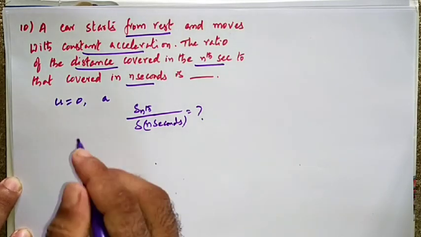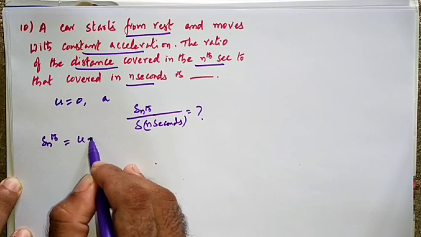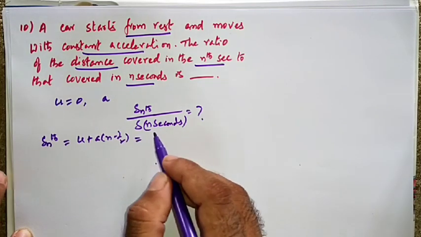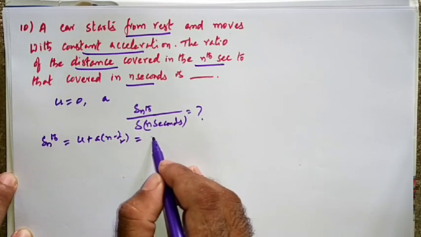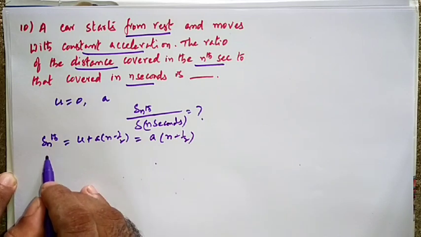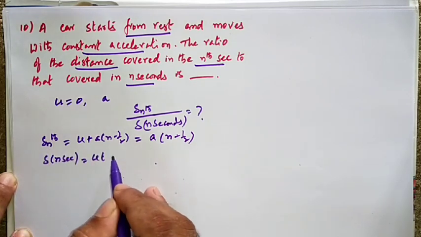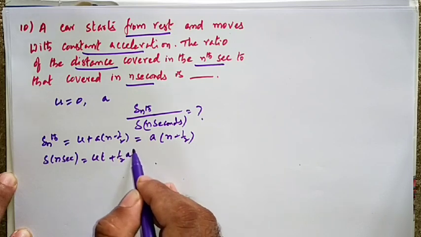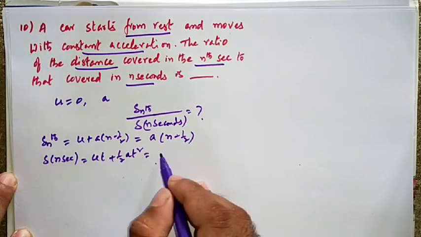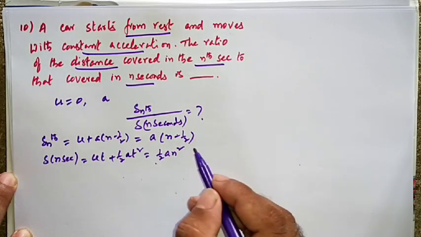Very simple. First let us calculate the distance traveled in the nth second. What is the formula? u plus a into n minus half. Yes or no? That is u is 0, plus a into n minus half. Next, distance traveled in n seconds is ut plus half at square formula. Already we discussed the difference between these two. Now ut is 0, half into a into t square. t means n seconds, so n square.